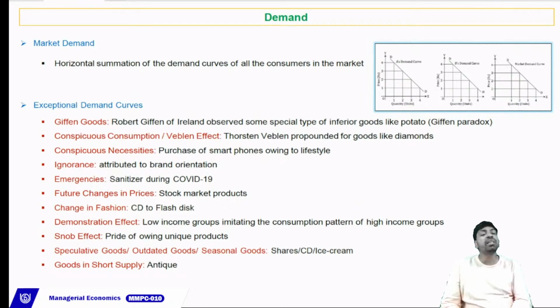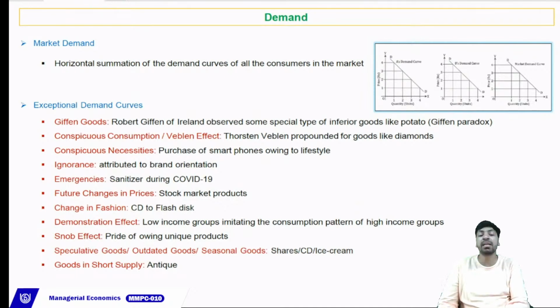The next is speculative goods, outdated goods, and seasonal goods, such as shares, CDs, and ice cream. Seasonal goods would stand for ice cream, which comes in summers rather than winters. Outdated goods would be CDs. Speculative goods would be shares, because speculation is in terms of expectations, assumptions, and predictions, and accordingly you invest in shares. That's called speculative goods.